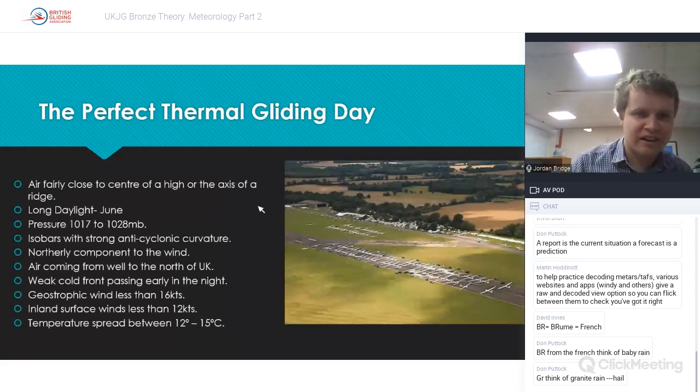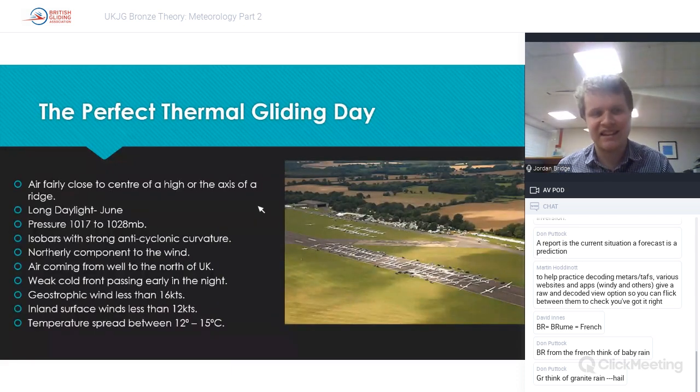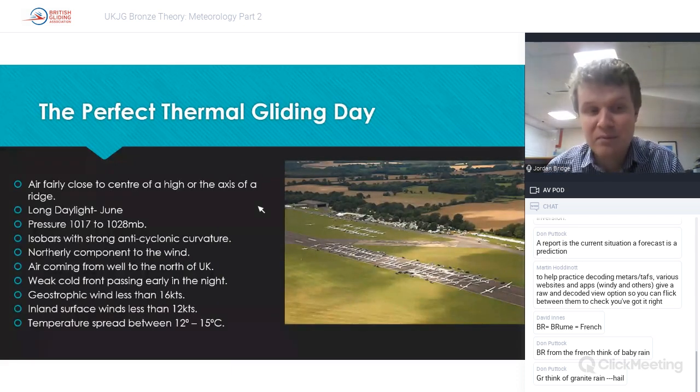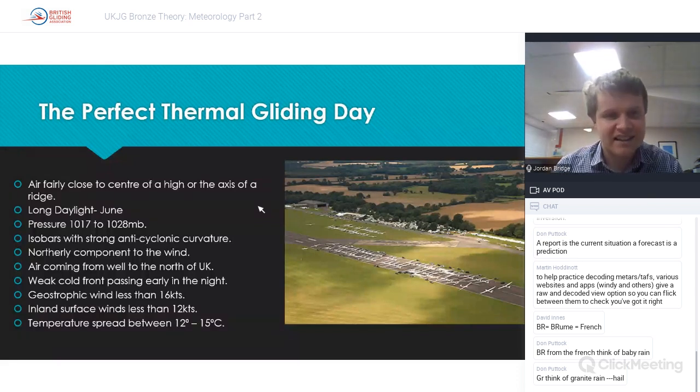Of course, the perfect gliding day, as we come to the end here. Generally, we would want the air to be fairly close to the centre of a high or the axis of a ridge, so most times a ridge of high pressure coming over the UK. We want long daylight hours. We want pressure between 1017 and 1028. That's generally just about right. We don't get too much instability.